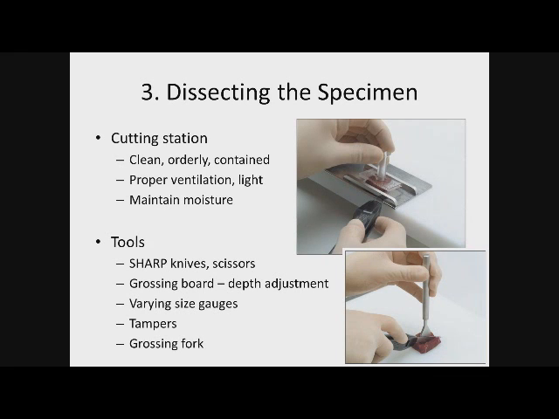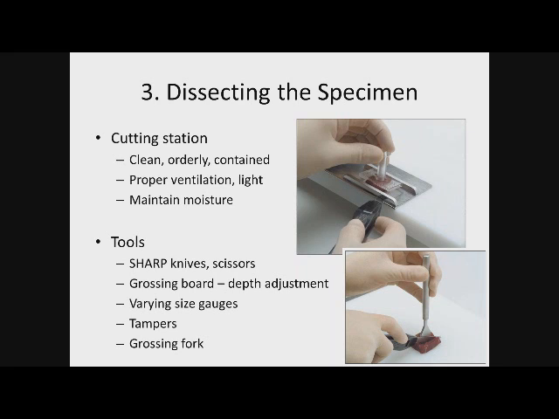After the gross description, and the gross description doesn't have to necessarily come before dissecting, it can be in conjunction, and certainly back and forth after the specimen is dissected, especially if something is found when opening up the specimen. So again, just some basic safety guidelines for the cutting station: making sure that it's clean, orderly, contained, with proper ventilation and light so we can see the specimen clearly, and even something as simple as maintaining the moisture of the specimen. Something such as a spray bottle can be used to spray saline on the specimen to make sure it stays moist during this dissecting process.